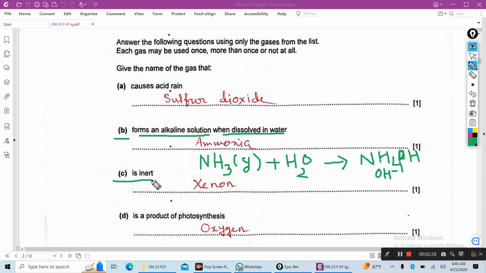Then number C is inert. Xenon gas is a noble gas. Noble gases are inert, they are unreactive. D is a product of photosynthesis. In photosynthesis, plants use carbon dioxide and water in the presence of sunlight to produce glucose and oxygen. So oxygen gas is the product of the photosynthesis process.